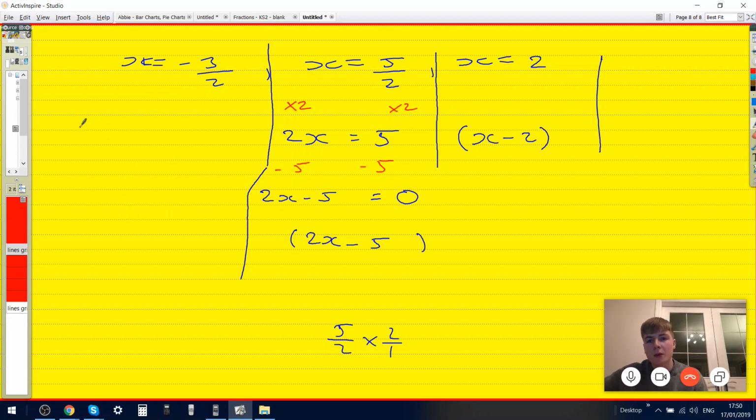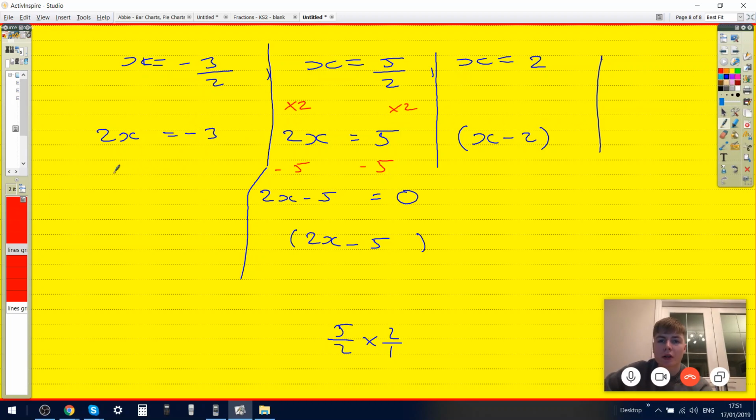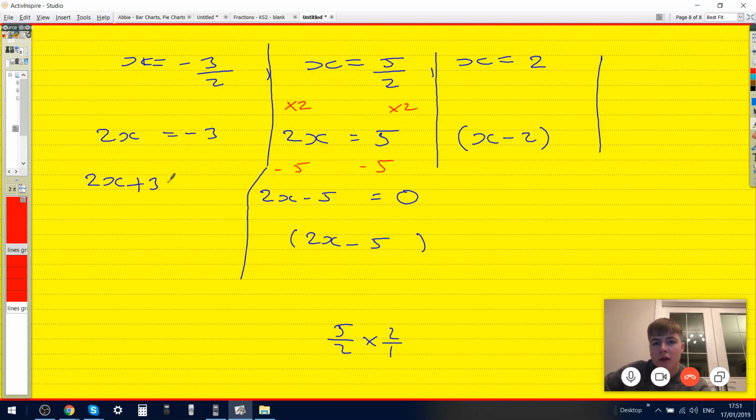Okay, so times by 2, you get minus 3. Yeah. And what's on the left side? Sorry, I can't see. 2x again. And then minus 3. 2x minus 3, sorry. So it's a minus 3 on the right side. Oh, 2x plus 3. And so what is the bracket there? 2x plus 3. And so what is that expression fully factorized?